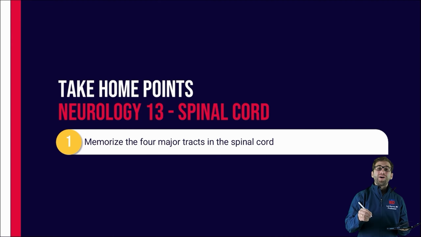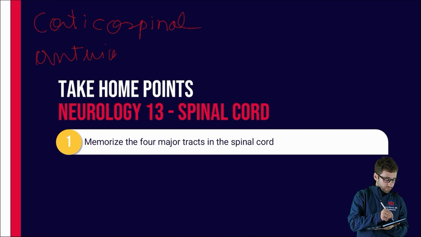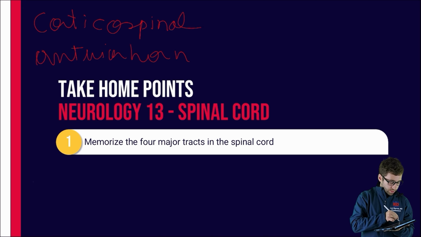Part 13. Welcome to our take-home point session for Neurology 13, focusing on the spinal cord. Let's start. Memorize the 4 major tracts in the spinal cord. Well, the 4 key tracts and structures are the corticospinal tract, the anterior horn, the spinothalamic tract, and the posterior or dorsal column.